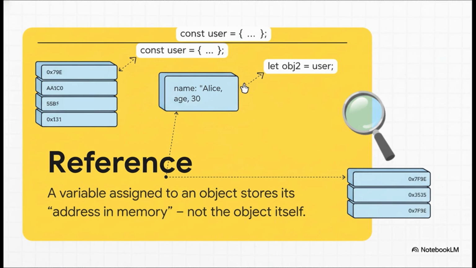So what even is a reference? Well, think of it like this. When you have a variable like user, that variable isn't holding the big chunky object data. No, it's just holding a little note. And on that note is the address of where that object is stored in your computer's memory. It's basically just a pointer.